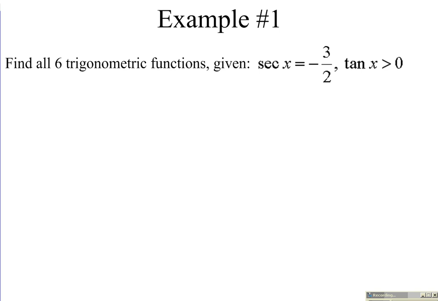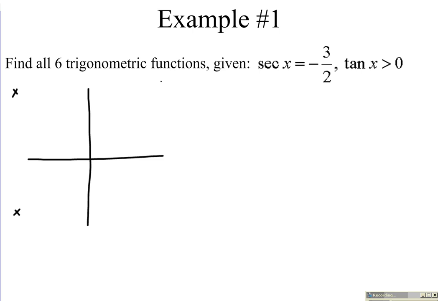To begin this problem, we need to remember what we have talked about in Chapter 4. Using our acronym All Students Take Calculus, it tells us which quadrant each trig function is positive in. So if we look at our first piece of information, secant x equals -3/2, you need to recognize that secant is the reciprocal of cosine. And we know that cosine is negative in quadrants 2 and 3. Tangent of x is greater than 0.